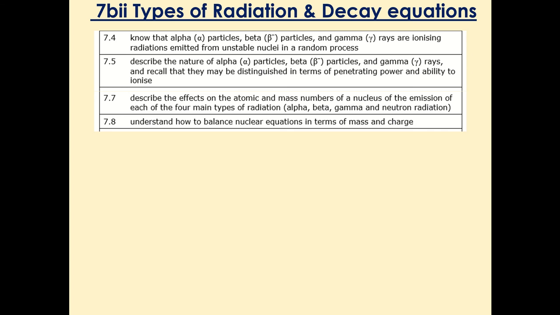This is my second flip learning video, and this one is on types of radiation and decay equations. So we're going to be covering 7.4, the fact that alpha, beta, gamma radiation are ionizing radiations from unstable nuclei in a random process. We're going to look at 7.5, which is these types of radiation and how they are distinguished in terms of penetrating power and ability to ionize.